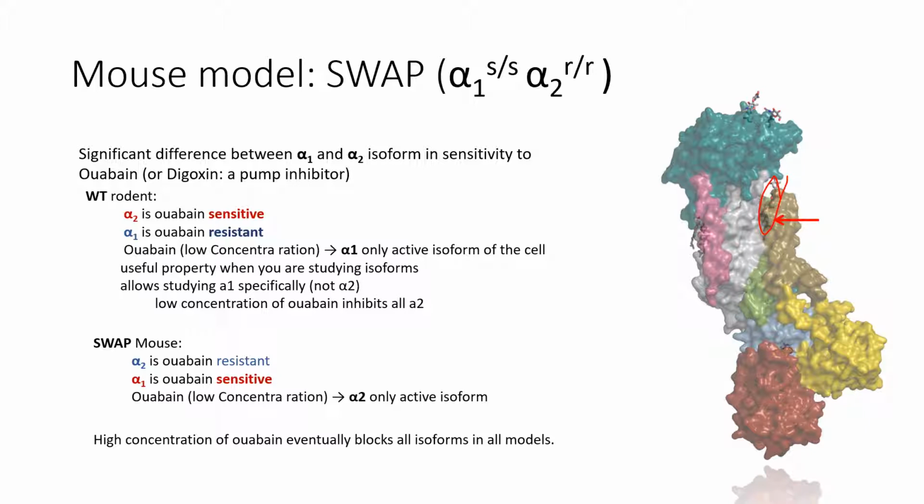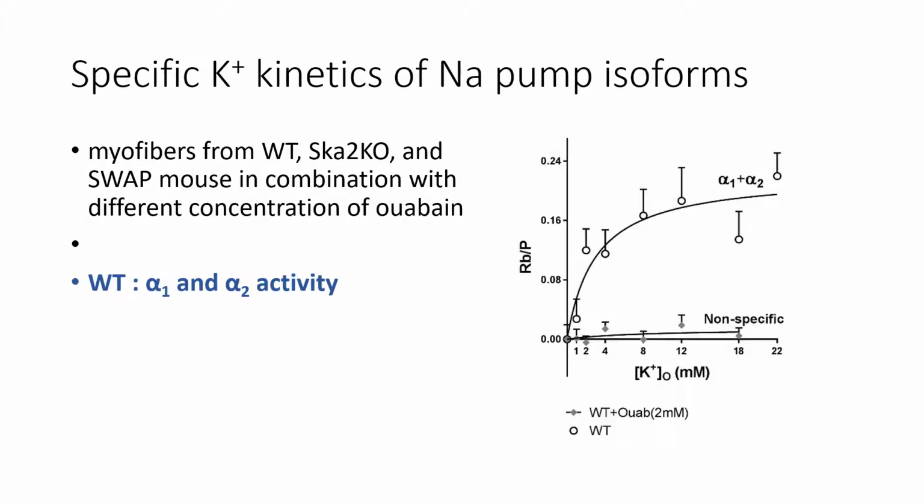This issue was resolved by the introduction of the swap mouse by Dr. Lingrel and his team. In this animal model, alpha-2 is ouabain resistant and alpha-1 is ouabain sensitive. So with a low concentration of ouabain, you get alpha-2 as the only active isoform, and a high concentration of ouabain eventually blocks all isoforms in all models, which is a useful property to separate specific versus non-specific activity of the pump.